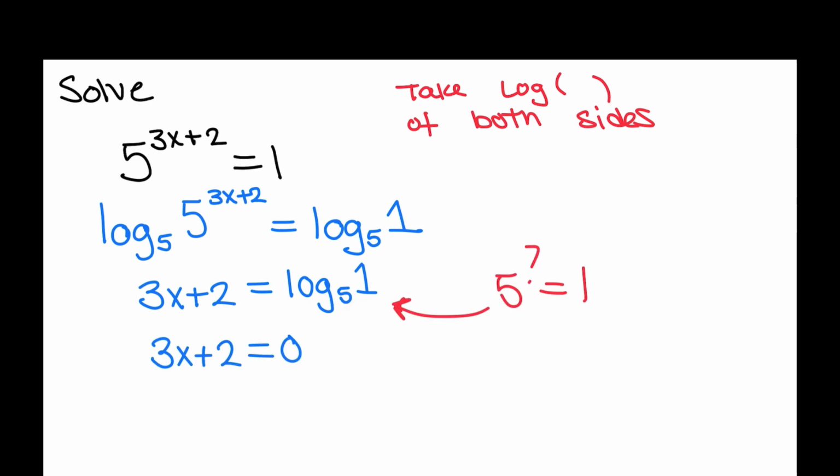And log base 5 of 1 is something I can compute. 5 to what power equals 1? The answer is 0. 5 to the 0 is 1. So subtract the 2. 3x equals negative 2. Divide by 3. X is negative 2/3.